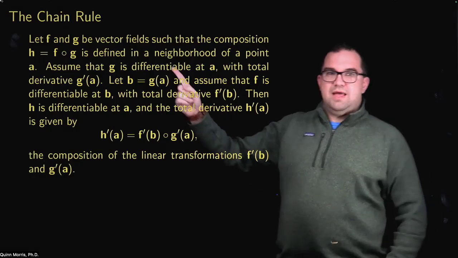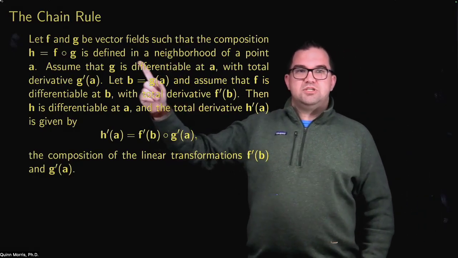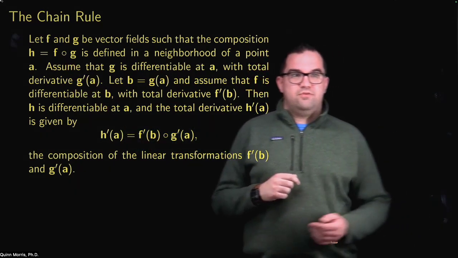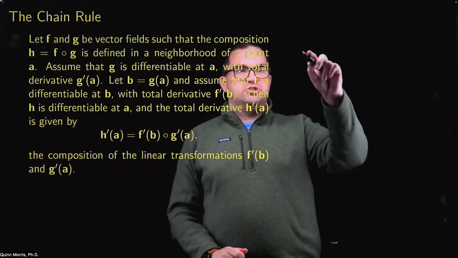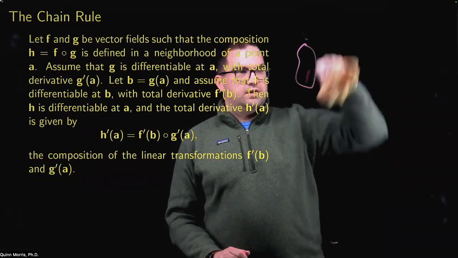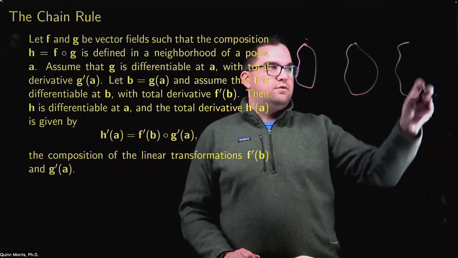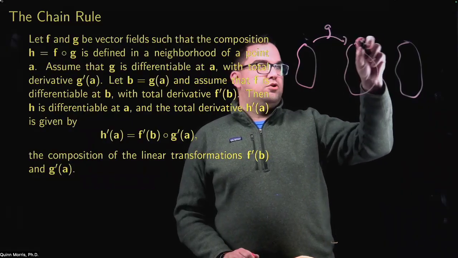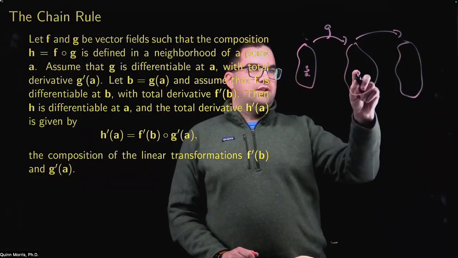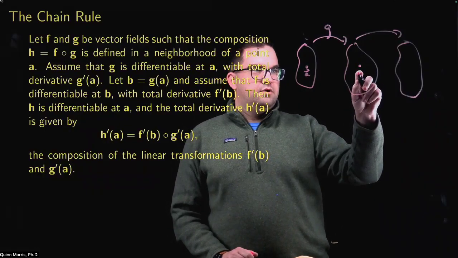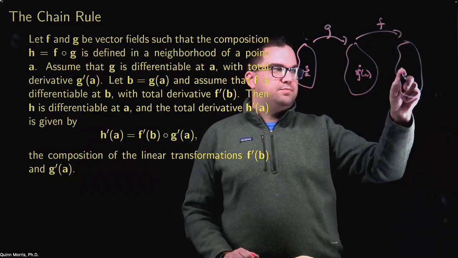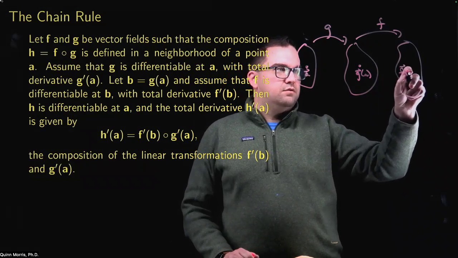But the chain rule says, let F and G be vector fields such that the composition, F composed with G, is defined in a neighborhood of a point A. So this first part is just setting up, right? We're going to deal with a composition here. You're starting with some point A, you're feeding it into your function G, it's going to spit out G of A, and then you're going to plug that into your function F, and that's going to spit out F of G of A.